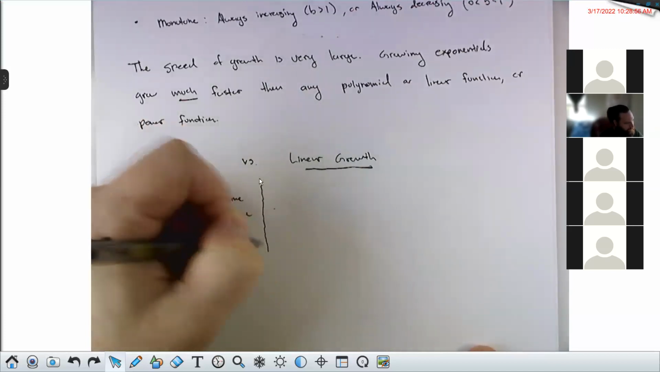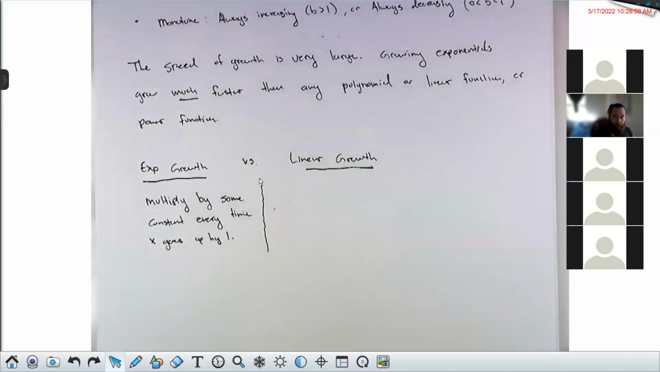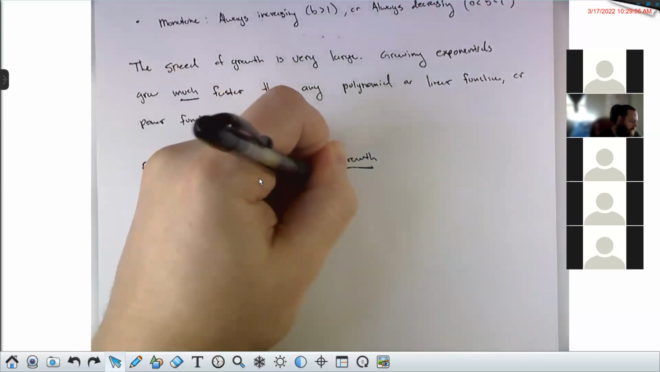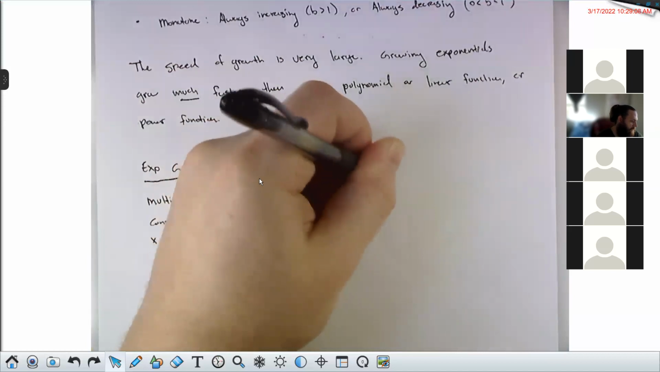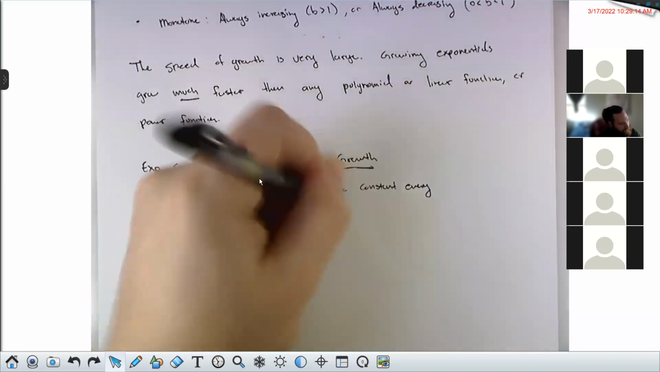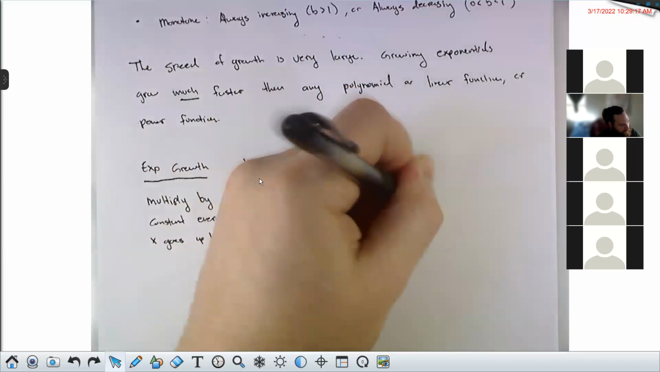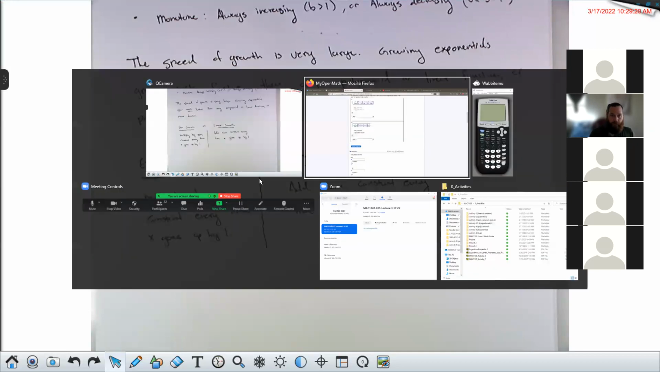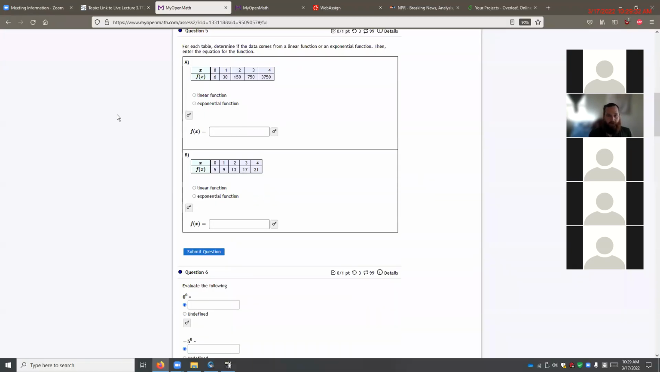Linear growth follows a similar pattern, but instead of multiplying by some constant every time x goes up by 1, you add, right? That's the slope. You add some constant every time x goes up by 1. So if I give you two tables and I ask you to classify the growth as exponential or linear, you would want to see if you are adding a constant or multiplying by a constant every time x goes up by 1. Let's do a quick example.